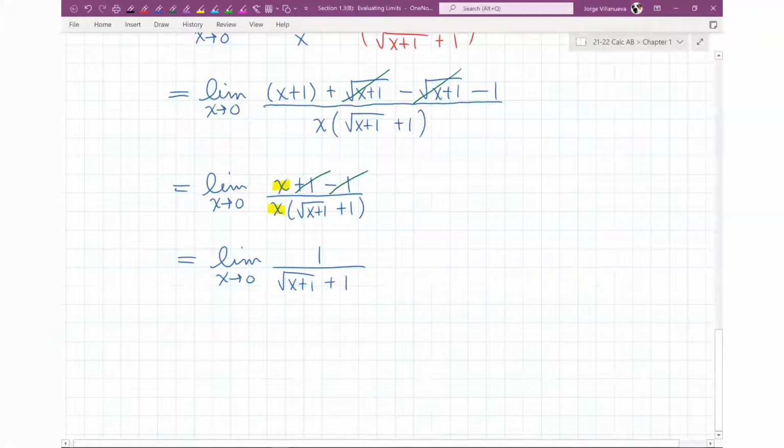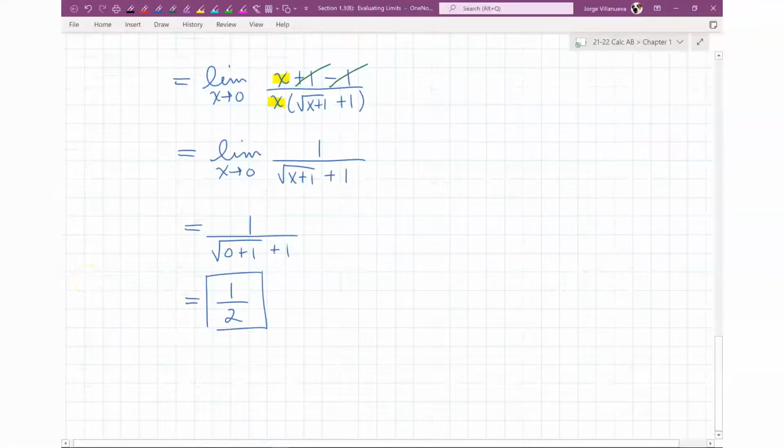At this point, I use direct substitution. So 1 over the square root of 0 plus 1, plus 1. Well, that's equal to 1 plus 1, that's 2. So this is a half. So that's called the rationalization technique.